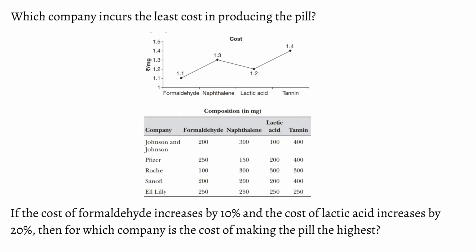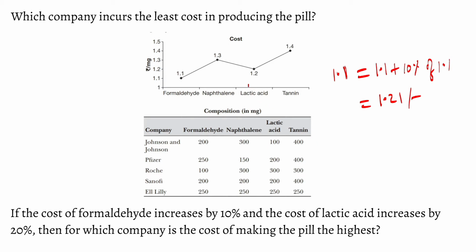If the cost of formaldehyde increases by 10% and the cost of lactic acid increases by 20%, then for which company is the cost of making the pill the highest? Here, what is given is that the cost of formaldehyde increases by 10%. What is the original cost? It's 1.1 rupees per mg, right? Now this is increased by 10%. So 1.1 plus 10% of 1.1 will be equal to 1.21 rupees per mg. The cost for the other chemicals remains the same except formaldehyde and lactic acid.